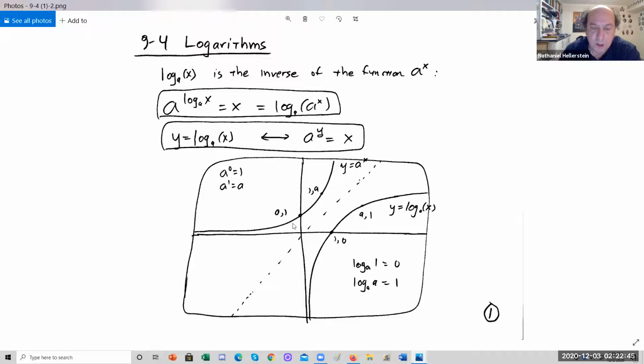So here's the graph of the exponential, and here's the graph of the logarithm. It goes through 1, 0 because the exponential goes through 0, 1. It goes through a, 1 because the exponential goes through 1, a. So log base a of 1 is always 0. Log base a of a is always 1. This goes to infinity very quickly. This also goes to infinity, but very, very, very slowly. Well, I'll give you a few examples in a moment.